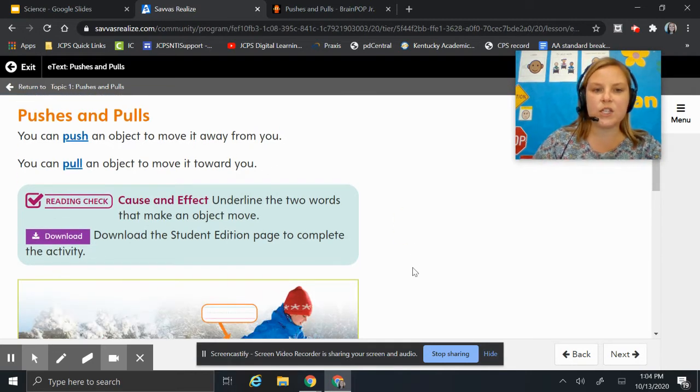This is our reading check, and this has a cause and effect. This is something that we don't talk about too much, but it's something that we naturally already see. If you push over your drink, that's a cause. The effect is the drink spills on the floor. These are things that a lot of kids just know naturally by observing and watching in the world.